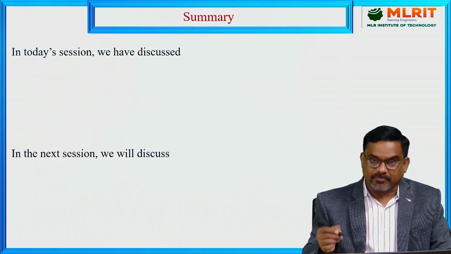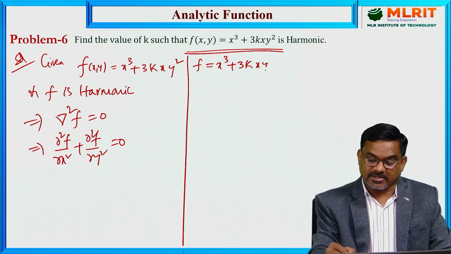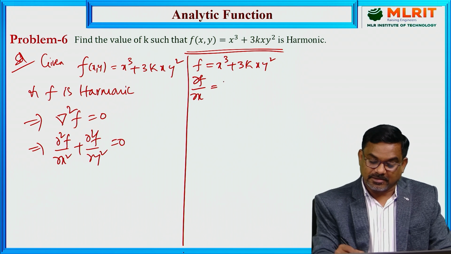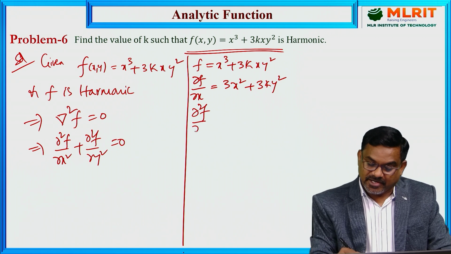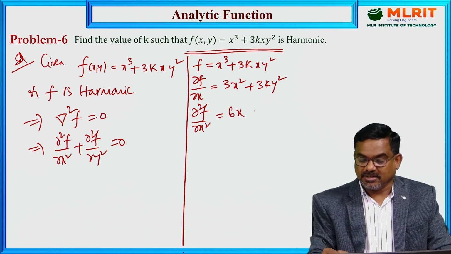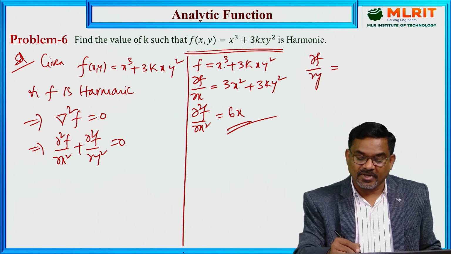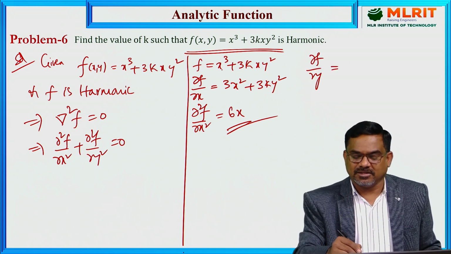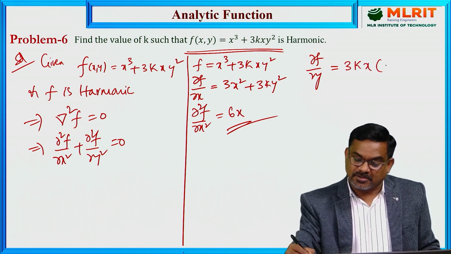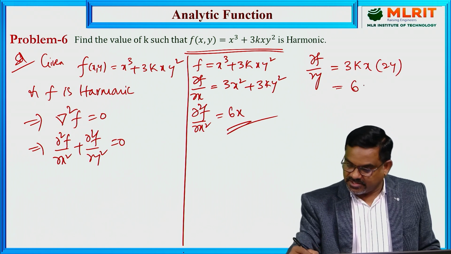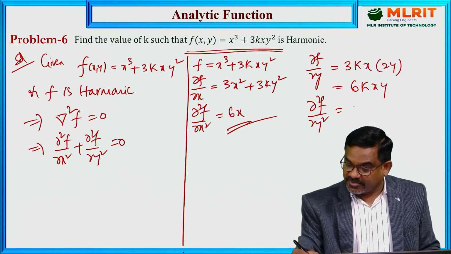So one by one we need to find. f is x³ plus 3kxy². So ∂f/∂x is 3x² plus 3ky², and again differentiating with respect to x, we get 6x, and there is no x term here, so 0. And ∂f/∂y: the first term is completely x, so it is constant, 0. 3kx is constant with respect to y, and 2y we get, so 6kxy. Now ∂²f/∂y², again with respect to y, 6kx.